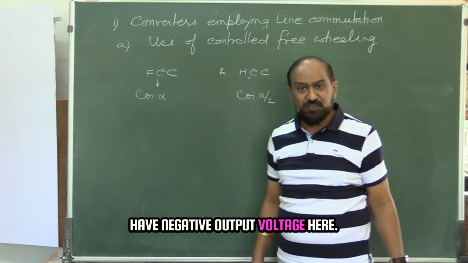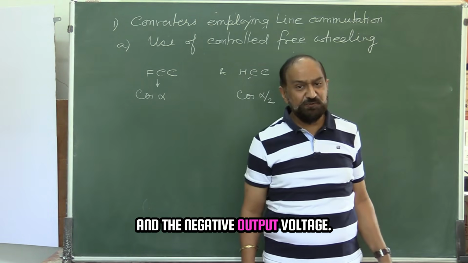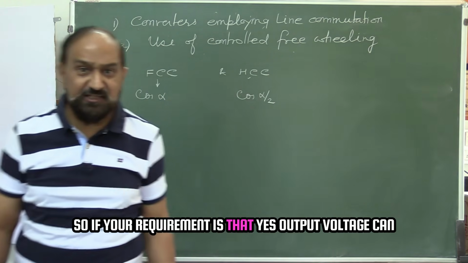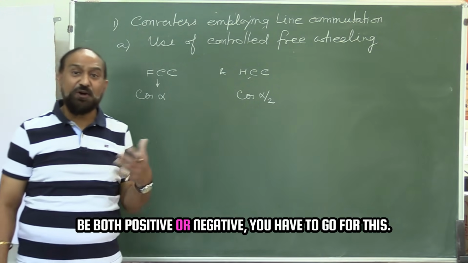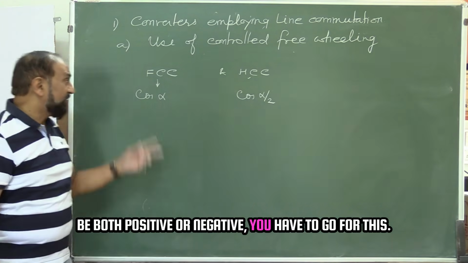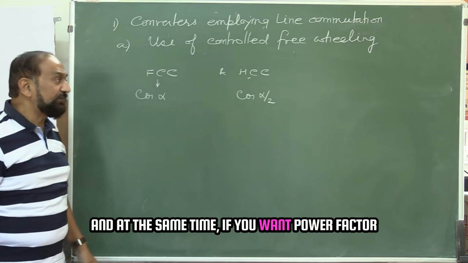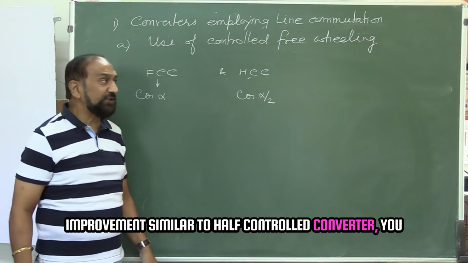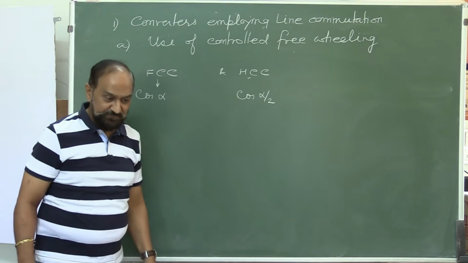negative output voltage. Here you can have both positive and the negative output voltage. So if your requirement is that yes, output voltage can be both positive or negative, you have to go for this. And at the same time, if you want power factor improvement similar to half controlled converter, you have to go for the controlled freewheeling operation.